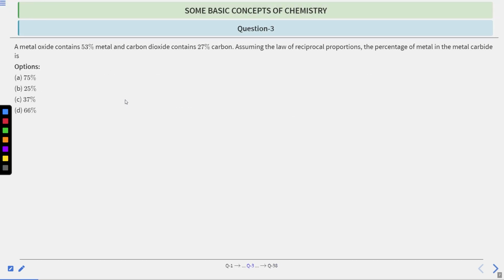Okay, moving on to our third question. A metal oxide contains 53% metal and carbon dioxide contains 27% carbon. Assuming the law of reciprocal proportions, the percentage of metal in the metal carbide is. Options are listed here: 75%, 25%, 37%, or 66%. You have 10 seconds. Evaluate by yourself, and then we will solve the question.